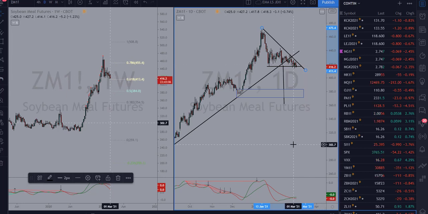Now, there is no ETF that tracks soy meal. There are some commodity ETFs that do have grain exposure. The best bet is to trade soybean meal outright or the options on soy meal futures.